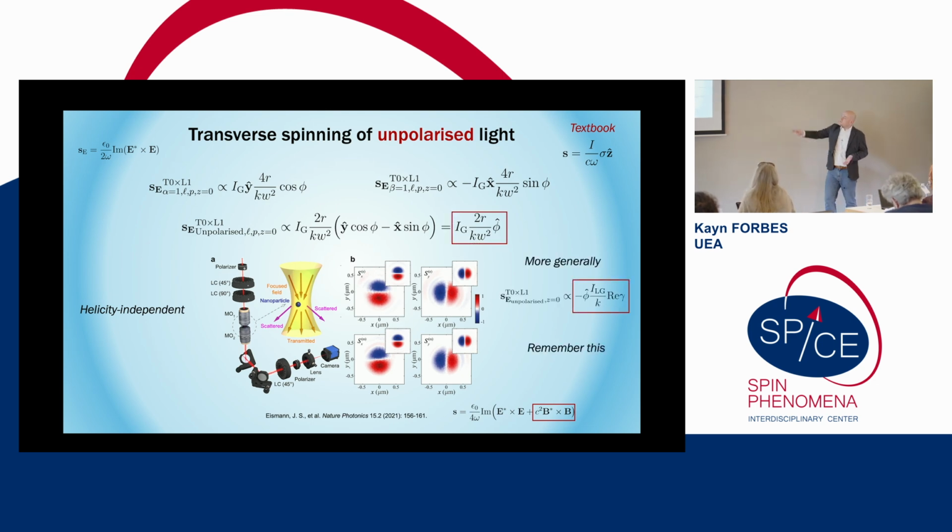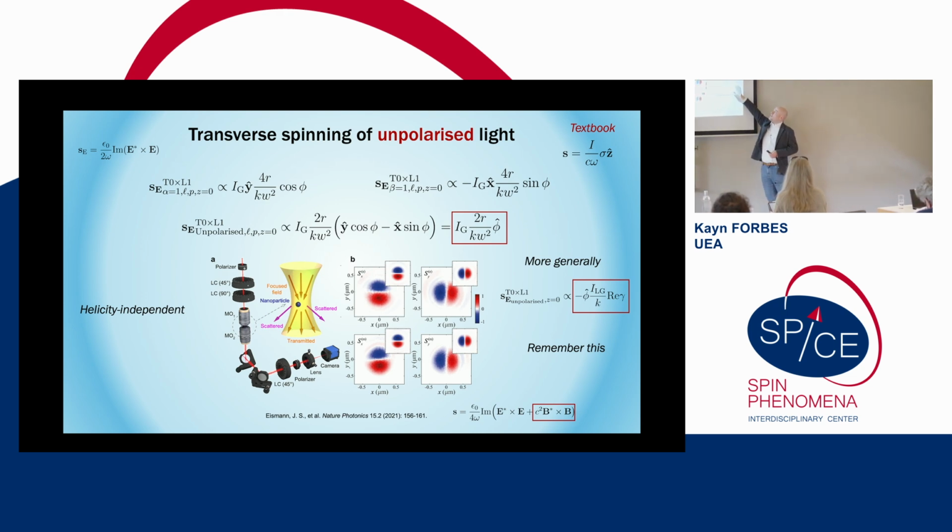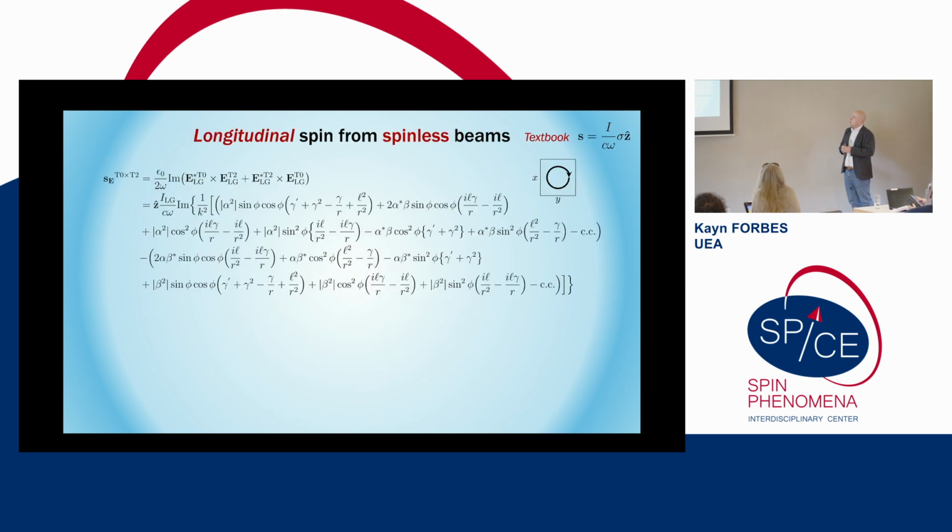So more generally, this is for a Gaussian beam, but more generally for a vortex beam, it would look like this. So the intensity is now an LG, and we've got that gamma factor again. Okay? So not much changes. Okay? Just try and remember the fact that these unpolarized beams have this azimuthally directed spin. It'll be important later on.